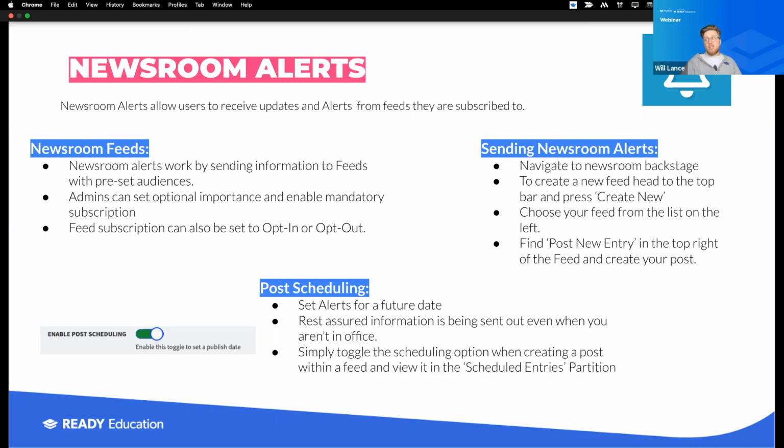Also, sending newsroom alerts is really simple. All you need to do is, again, with the right permissions as administrator, go into the backstage of the newsroom app. And then what you want to do in there is head to the top bar, and it will say create new. If you need to create a feed, you just press that create new. Or if not, you just click a feed, which will be on the left in the menu there.